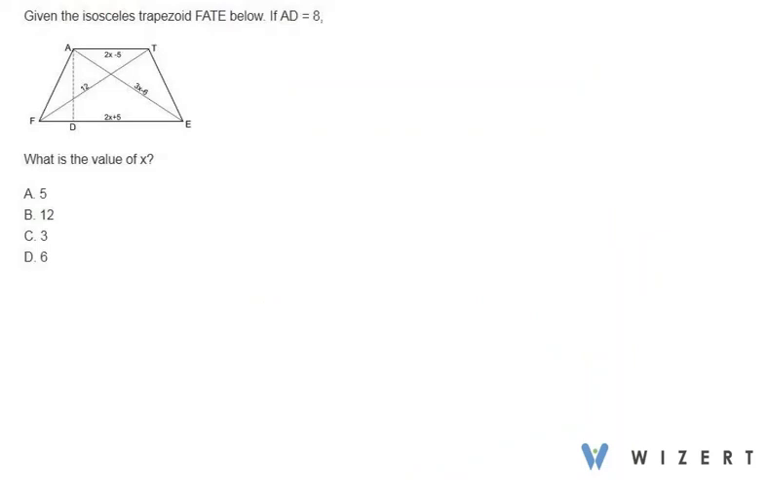We have this question here. Given the isosceles trapezoid FATE below, if AD is equal to 8, what is the value of x?